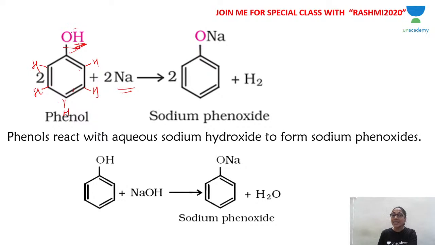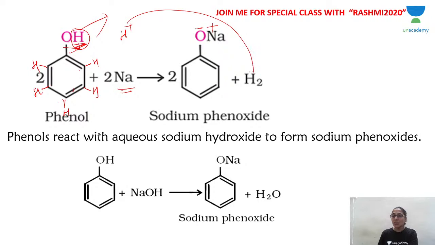But the OH is the one which is coming out as H plus. So it reacts with sodium and you get the phenoxide ion, O minus ion. Since it is O minus, Na plus will remain near it. So you have sodium phenoxide. So H will come out as H plus.